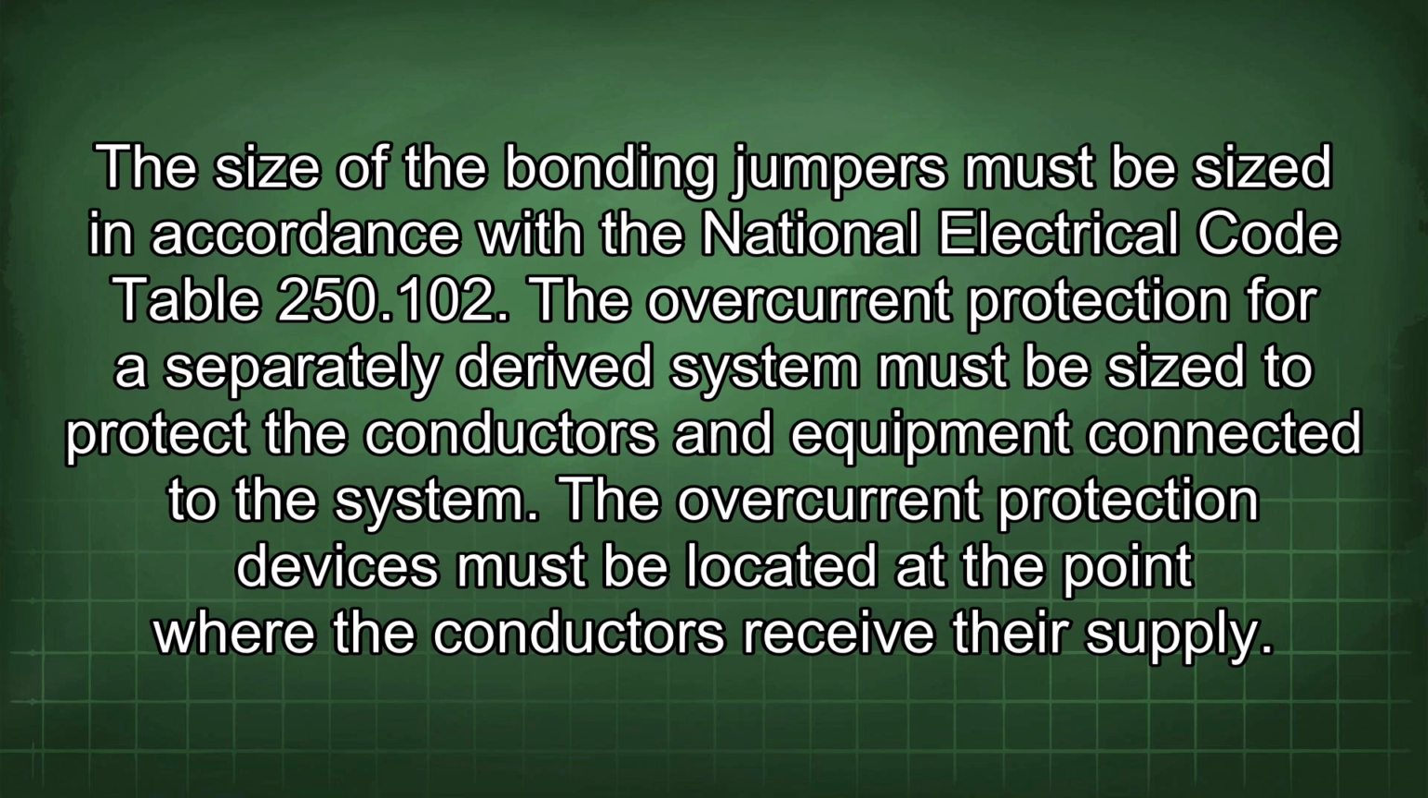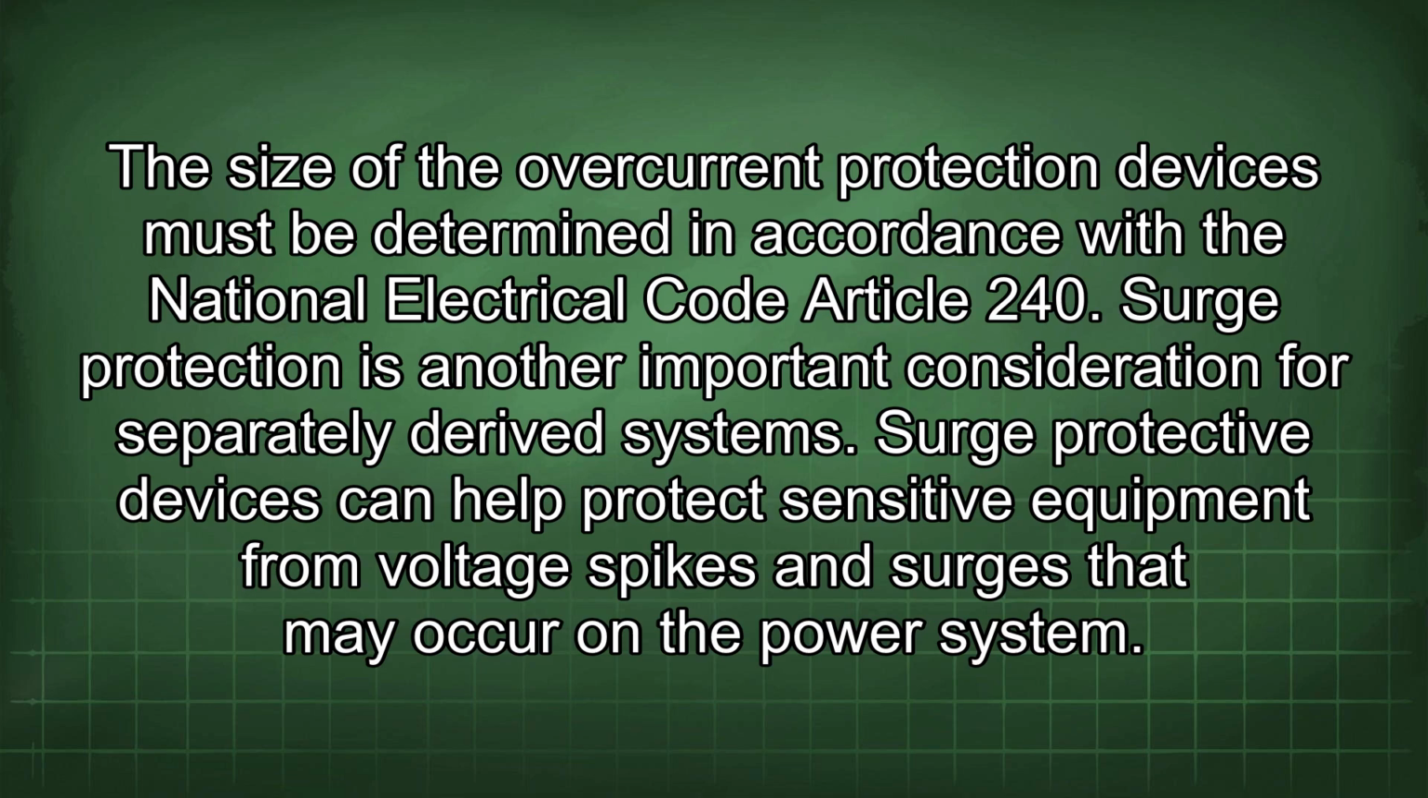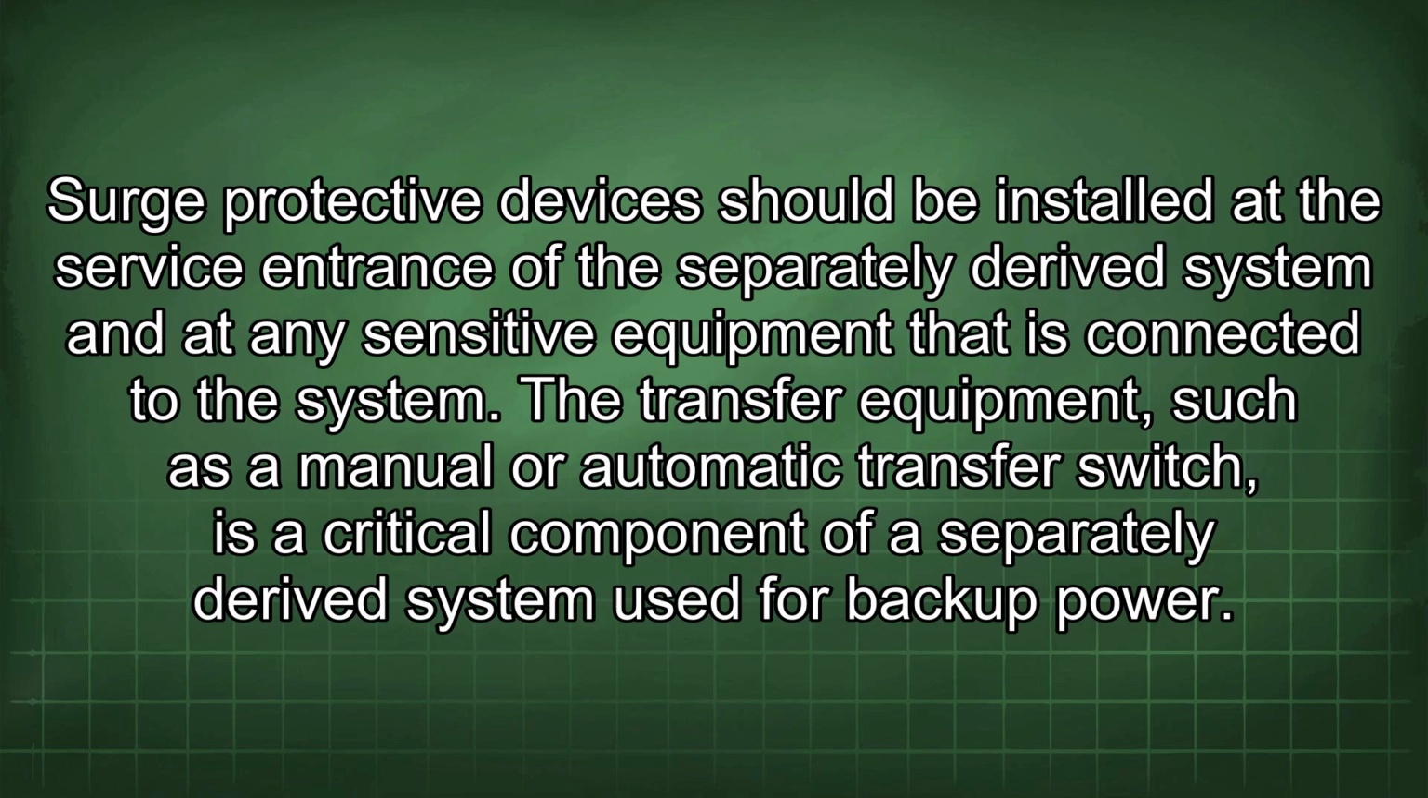The overcurrent protection for a separately derived system must be sized to protect the conductors and equipment connected to the system. The overcurrent protection devices must be located at the point where the conductors receive their supply. The size of the overcurrent protection devices must be determined in accordance with the National Electrical Code Article 240. Surge protection is another important consideration for separately derived systems. Surge protective devices can help protect sensitive equipment from voltage spikes and surges that may occur on the power system. Surge protective devices should be installed at the service entrance of the separately derived system and at any sensitive equipment that is connected to the system.